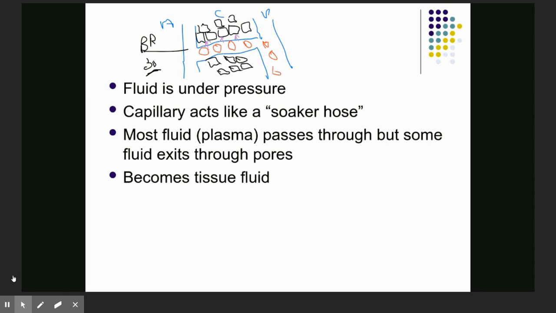Well, look where it's going to wind up. It's going to wind up where the cells are. It's going to wind up in the tissue spaces, and it's going to become what we call tissue fluid. That's the same thing as interstitial fluid. It's this fluid between the cells.